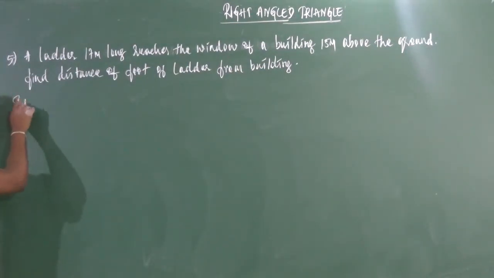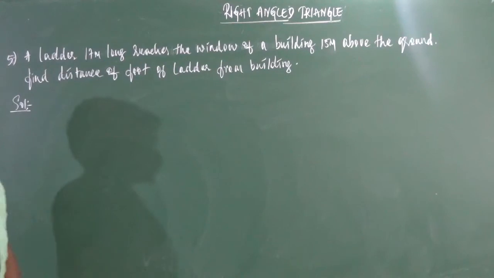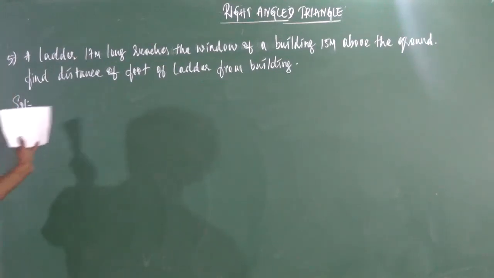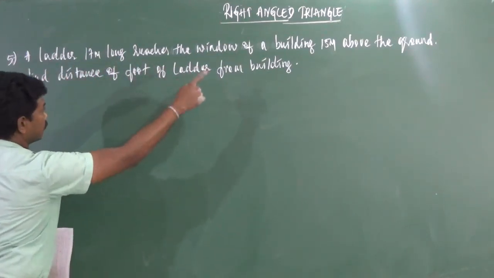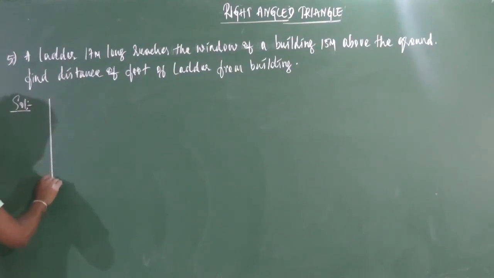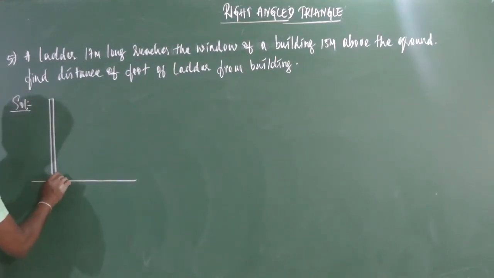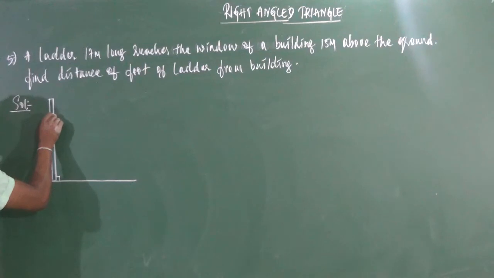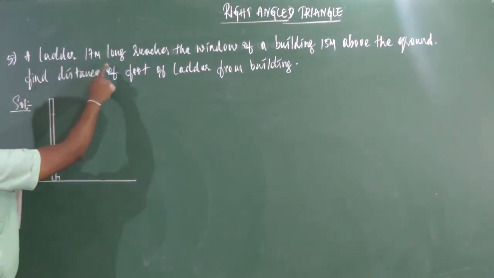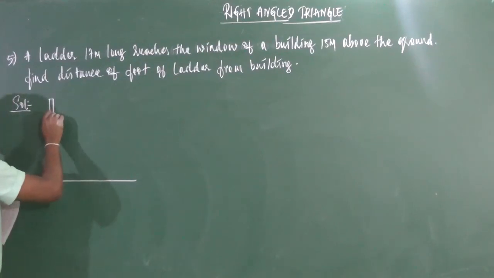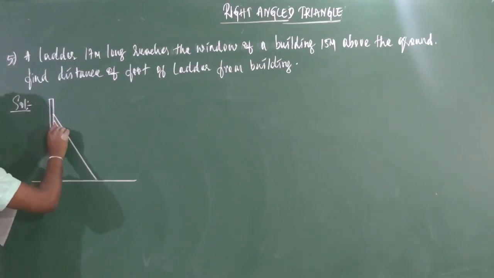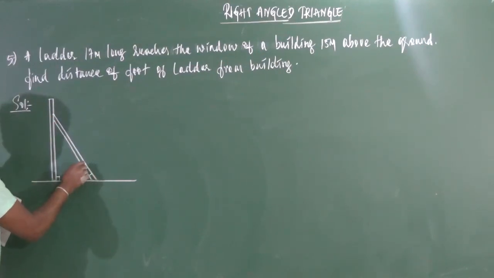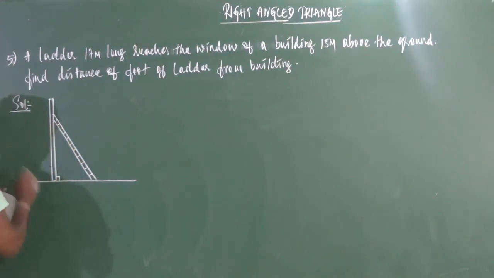Alright. So it's an application problem. You have to apply the knowledge of Pythagoras theorem to find the distance of the foot of the ladder from the building, right? So a ladder 17 meters long reaches the window of a building. For example, let us take this as the building. So the building is always perpendicular to the ground, right? Let us take this as the window. So this is the window. So this will be the ladder. So this is the ladder, right?